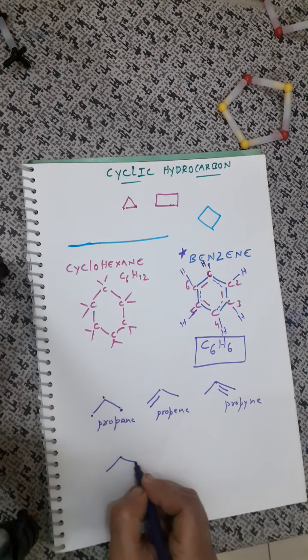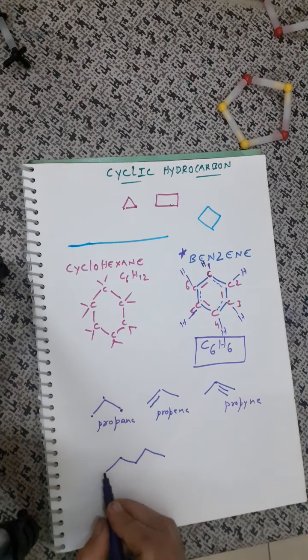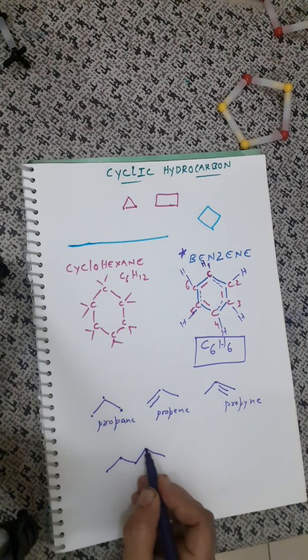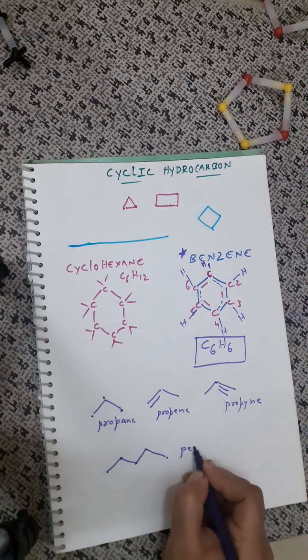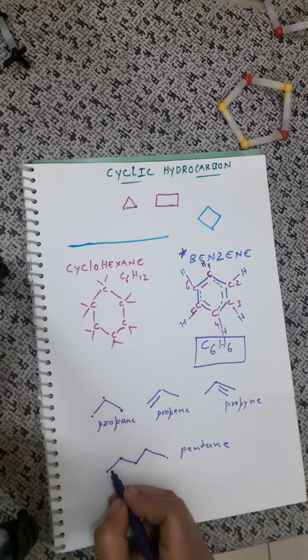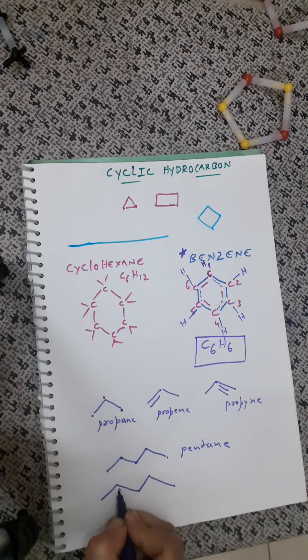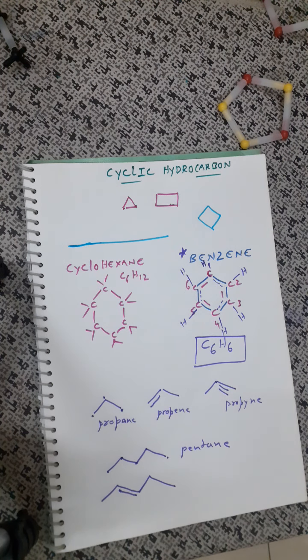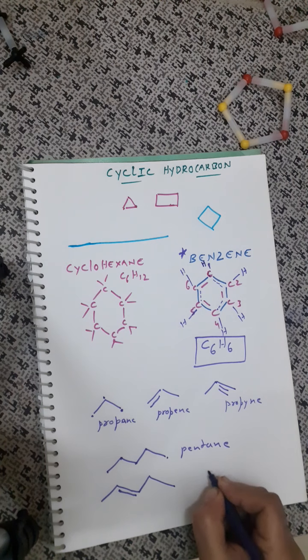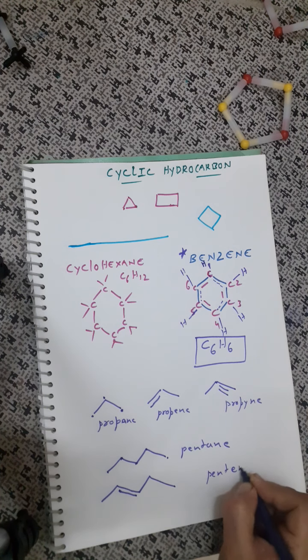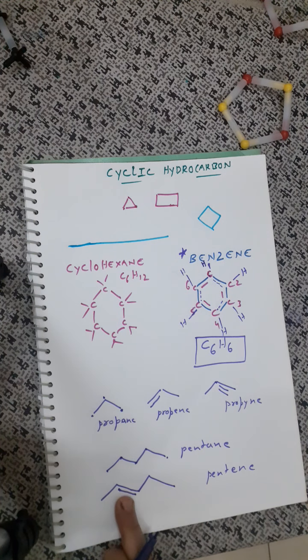Suppose I write like this. So how many carbons now? 1, 2, 3, 4, 5. So this is pentane. Now if I put a double bond, it becomes 1, 2, 3, 4, 5. So pent. But what kind of ending? E. And where is the double bond located? On the second carbon. So 2-pentene.